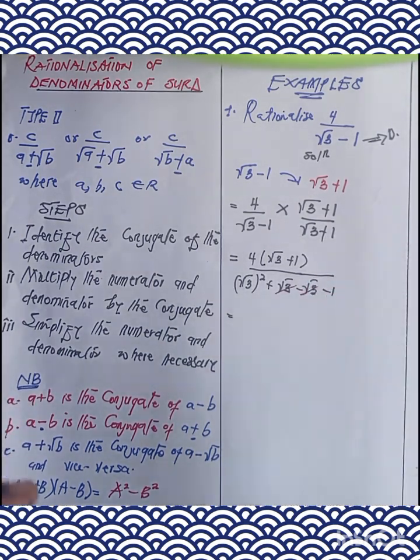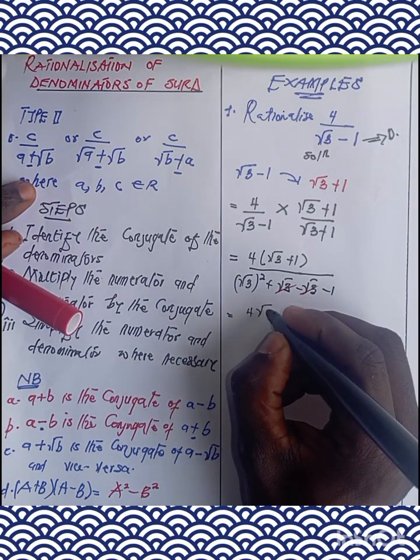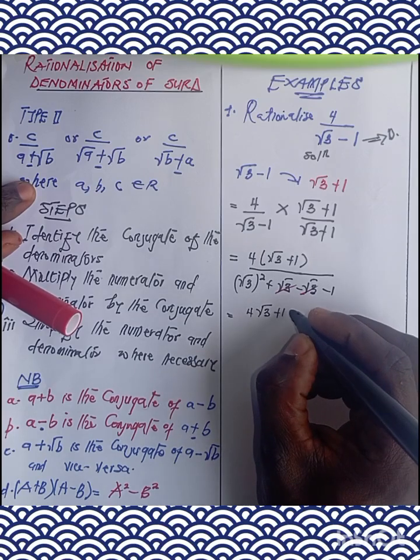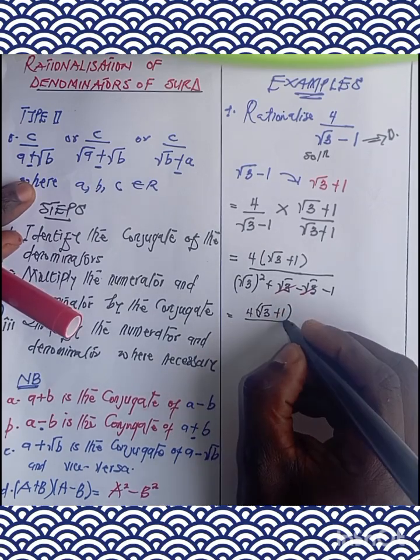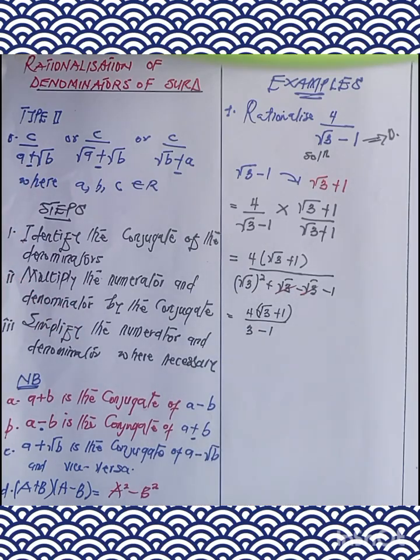So from here we can see that this and that will go. This and that will go. We are left with 4 root of 3 plus 1 all over 3 minus 1. Okay.